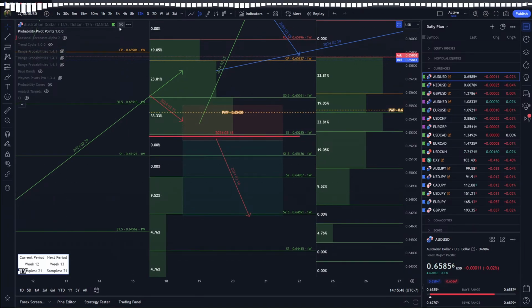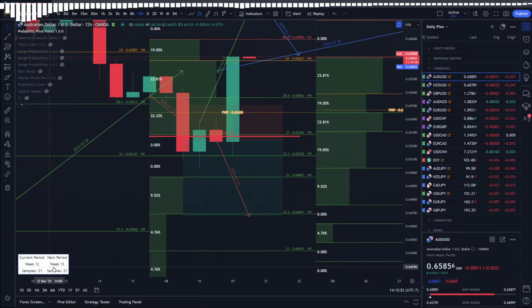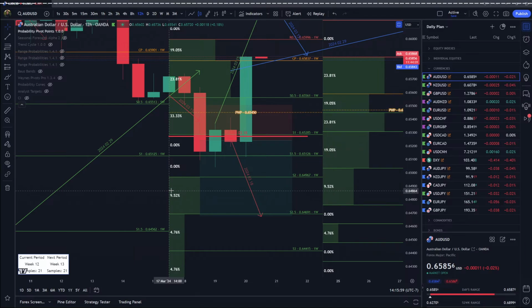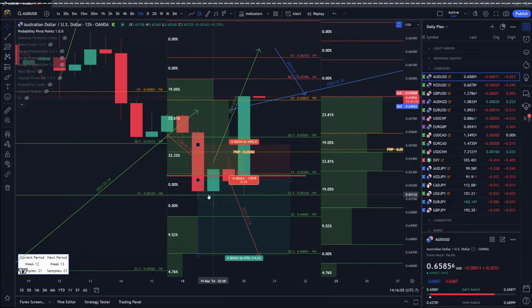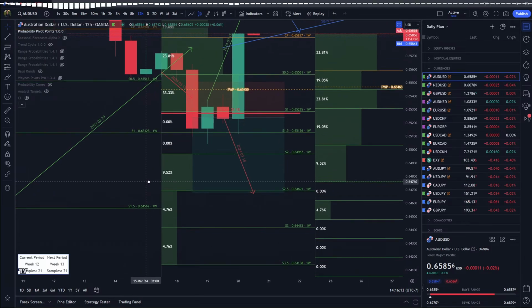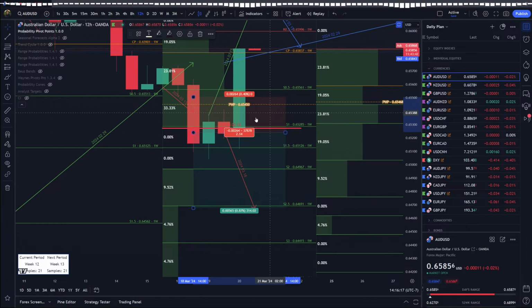But in this case, look at that. In the last 21 years of data for this particular week, the 12th week of the year on Aussie dollar, we've never had a low in these two spots. And now we've made a low for the first time in 21 years here. Wow.